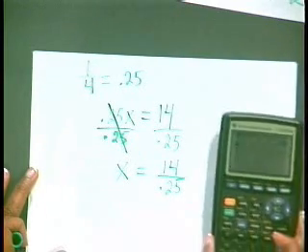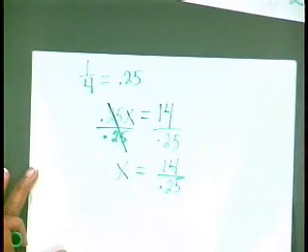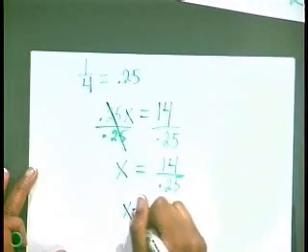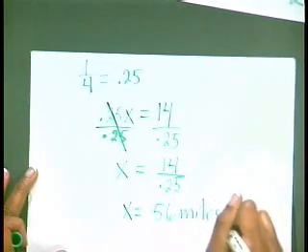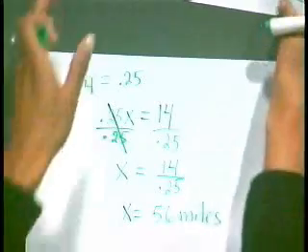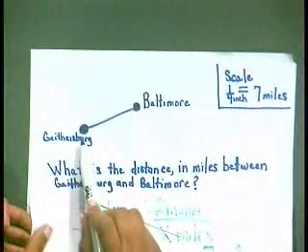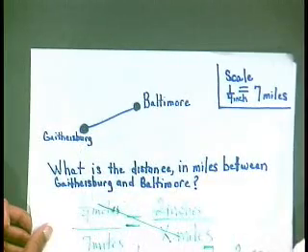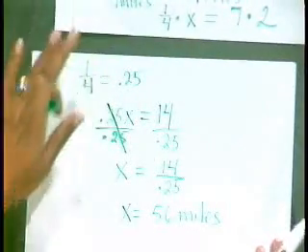Now I'm just going to use my calculator and put in 14 divided by 25 hundredths, and we get x is equal to 56. And the units were miles. So in actuality, the 2 inches that we saw earlier, which represents the line segment on the paper, the distance from Gaithersburg to Baltimore will actually be 56 miles after we made our conversion.